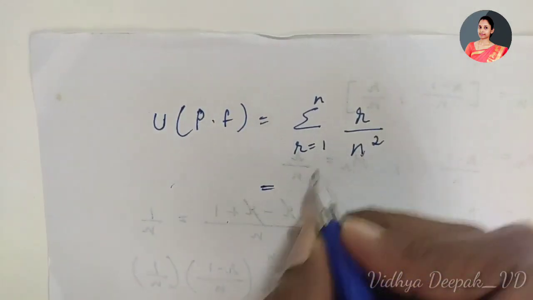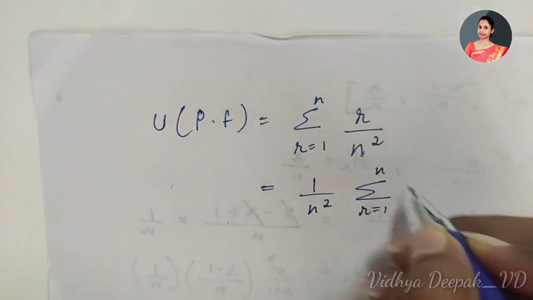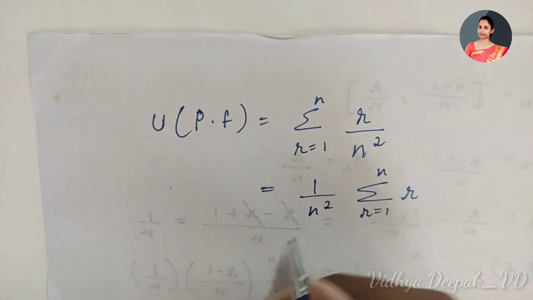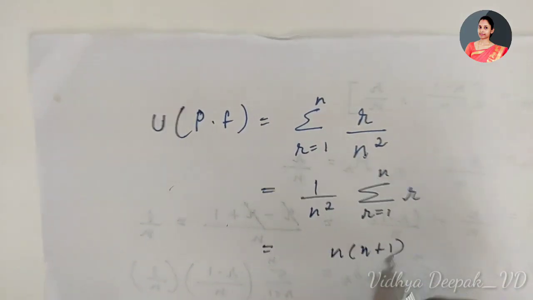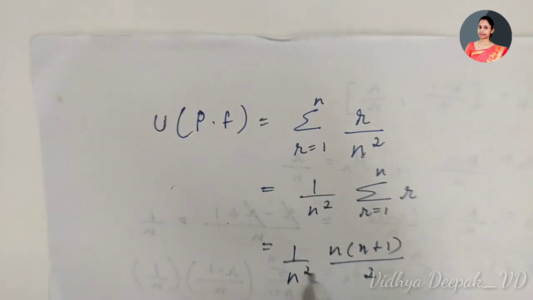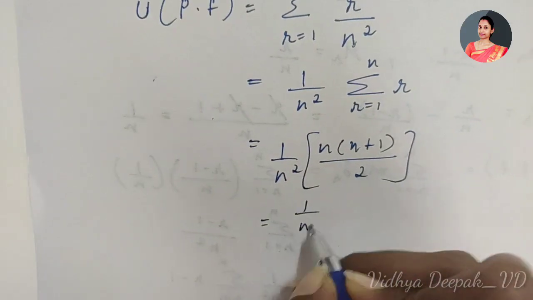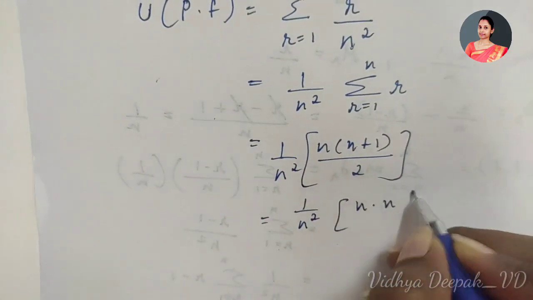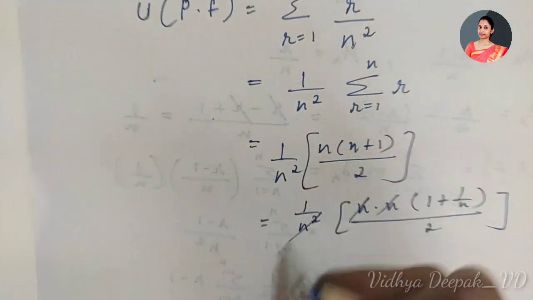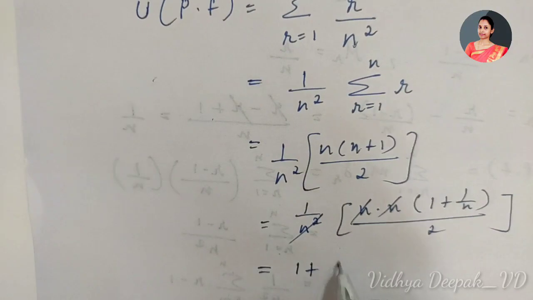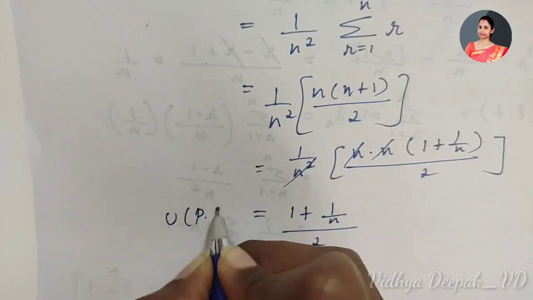Now 1 by n square doesn't come under the summation limit, so we can keep this aside. Now the summation of r is nothing but n into n plus 1 by 2. So 1 by n square, n into n plus 1 by 2. Taking n common outside from this, we have 1 by n square into n times 1 plus 1 by n whole divided by 2. So n square gets cancelled and you're remaining with 1 plus 1 by n whole divided by 2, which is our UPF.